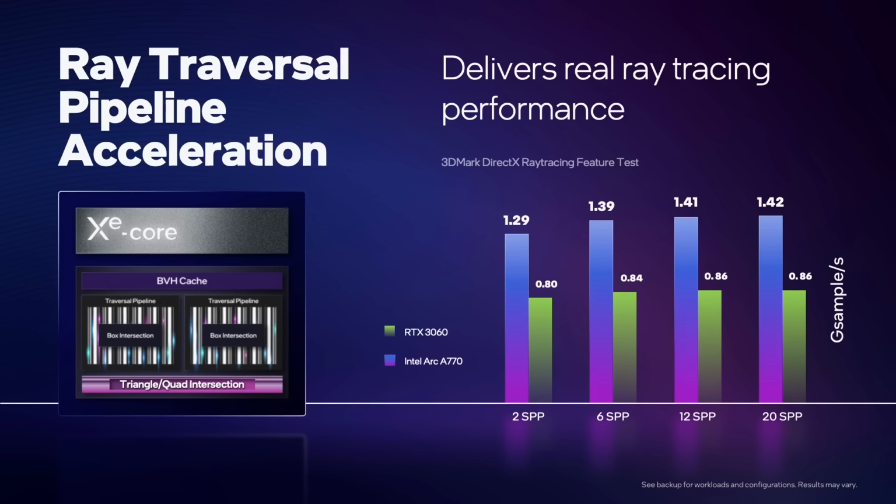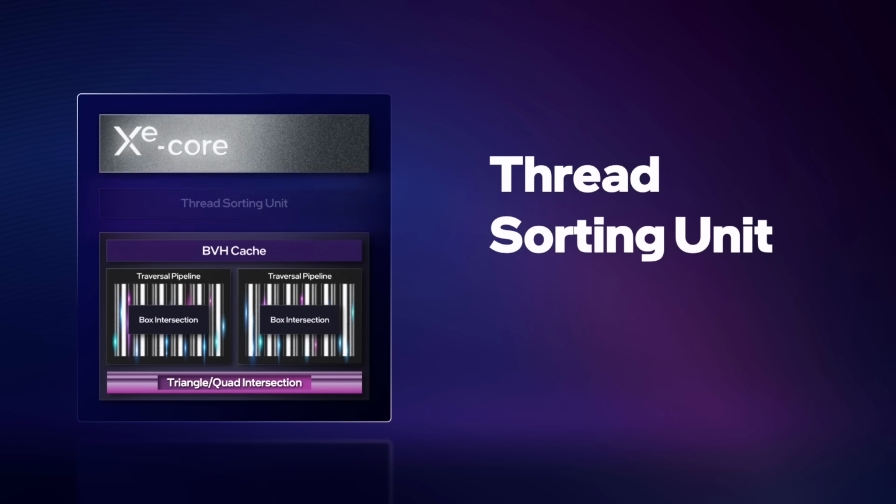Now, the second question is, is that all you need? And it turns out there's one more chunk of secret sauce. There's more that you need, and this is going to be a little bit more complicated. It's called the thread sorting unit. Any guesses? It probably sorts threads. Sorts threads, exactly. But what threads? This is where things are a little bit funky.